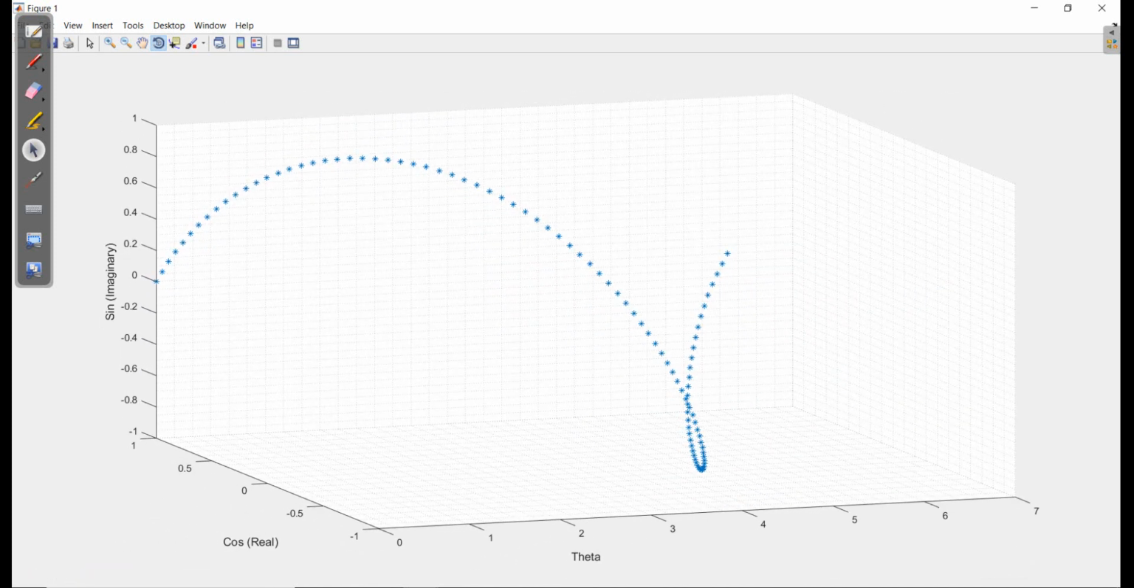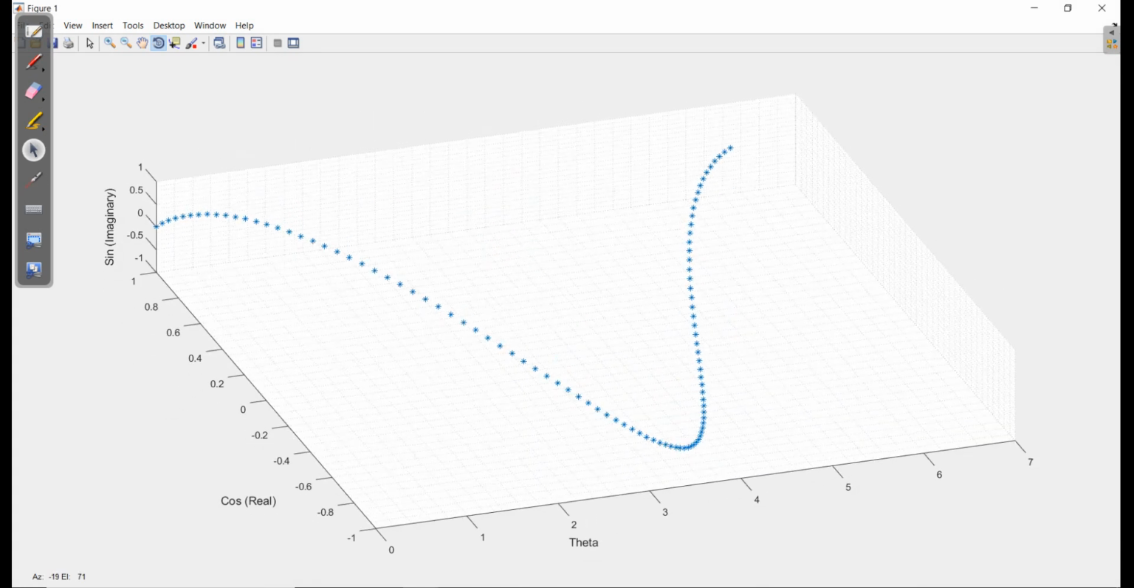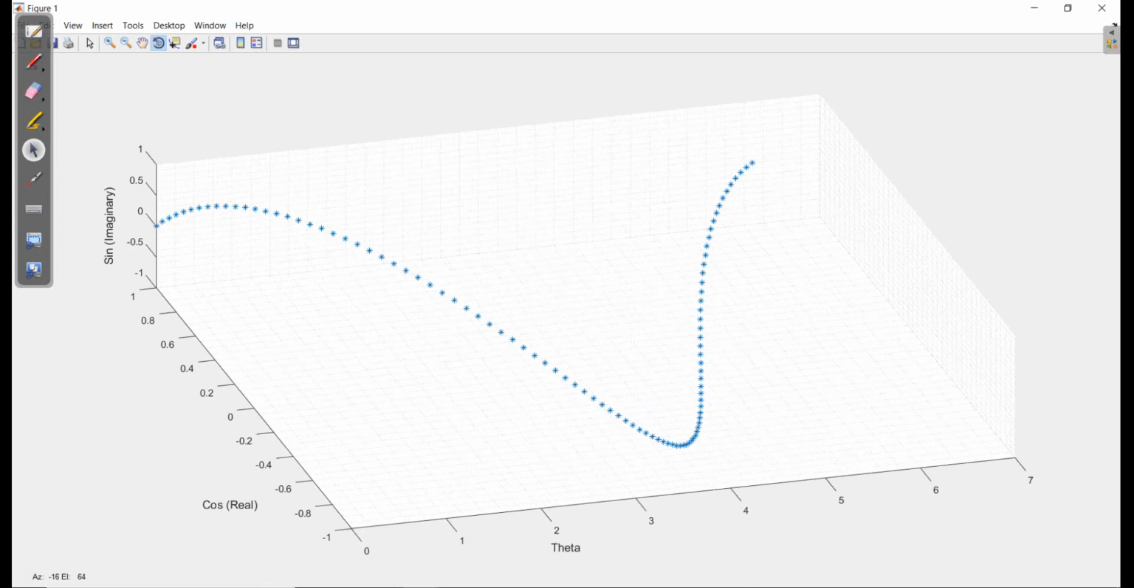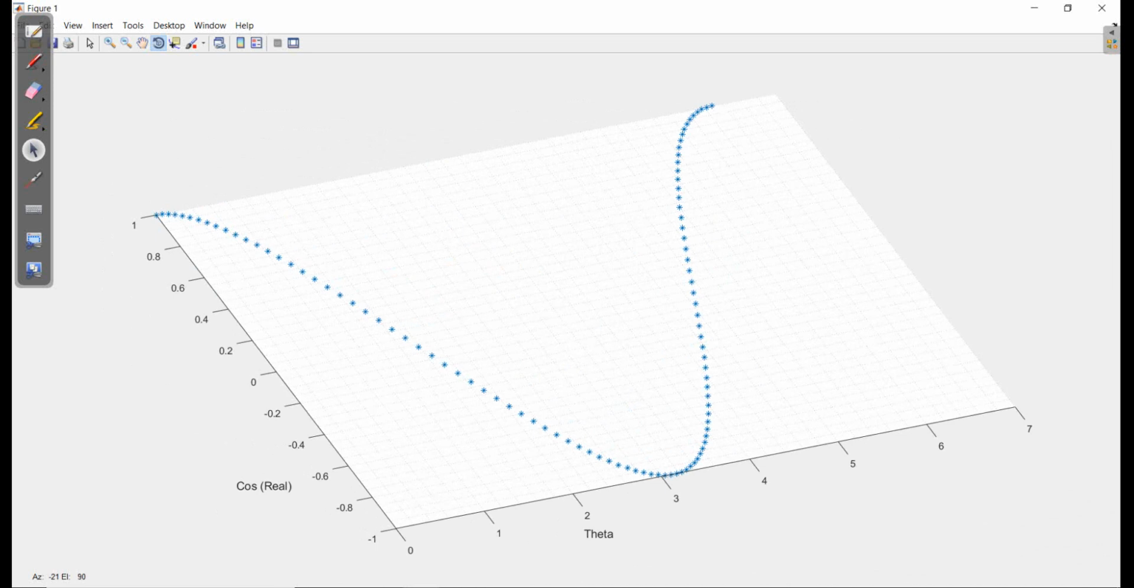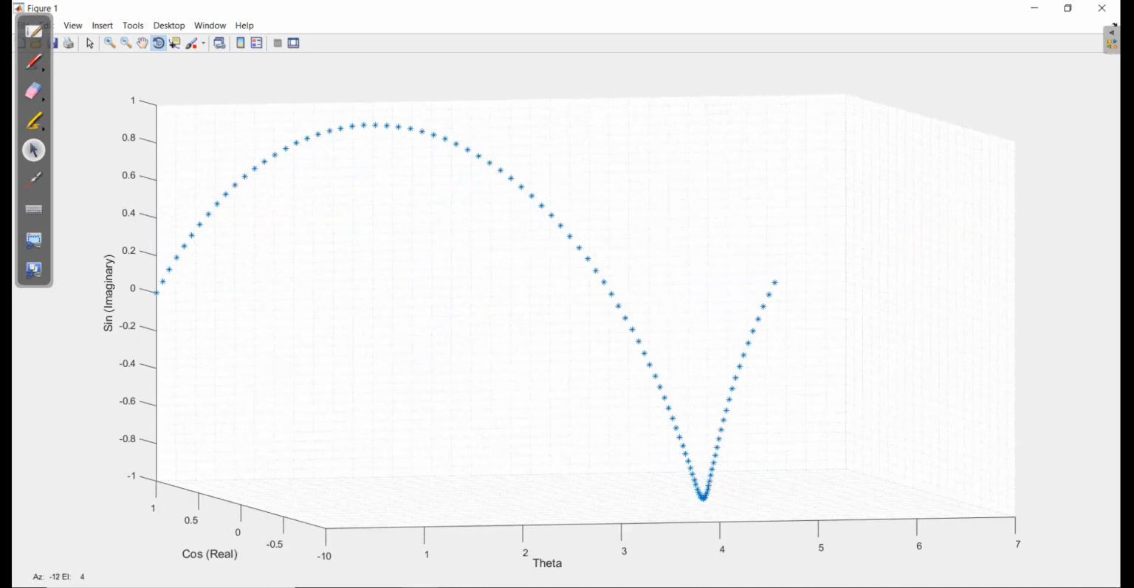Now suppose we need to plot a graph where the real part is on the horizontal axis and the imaginary part on the vertical axis. Let's see how it looks. Until now we have seen two projections: the top projection and the side projection. The top projection will give you the cos part. The side projection will give you the sine part.